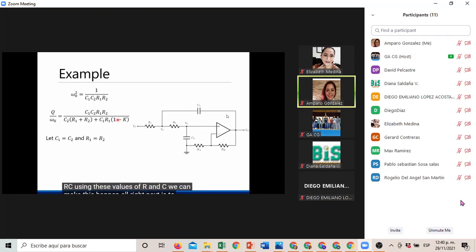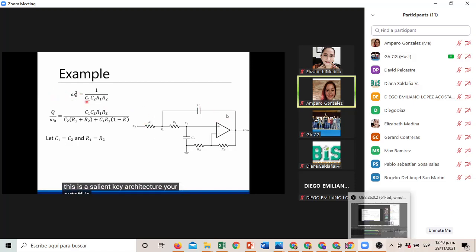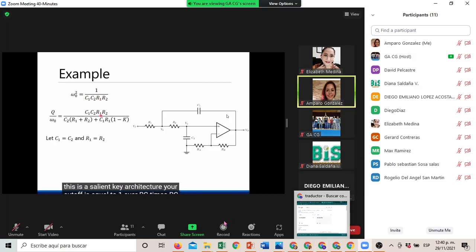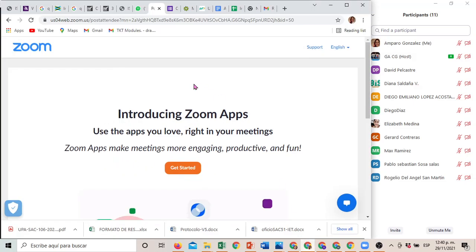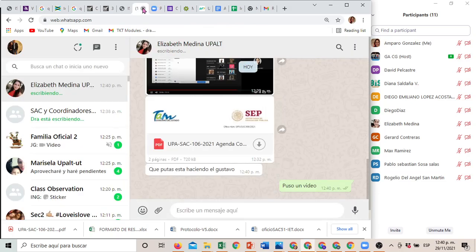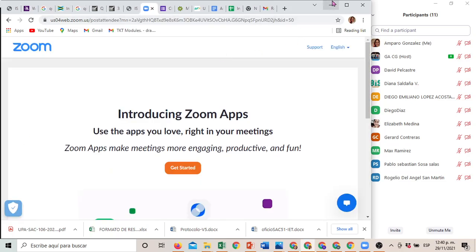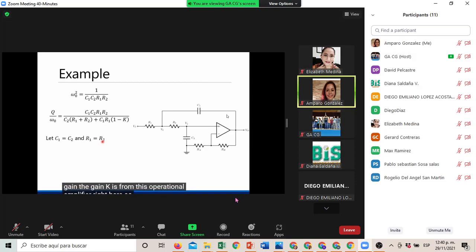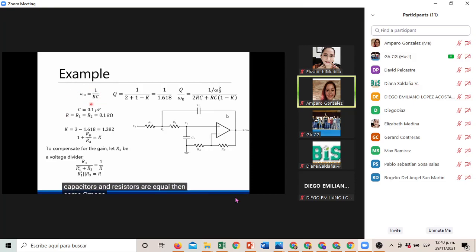Alright, next is to define the biquad filter of the second transfer function from here. So from the equations of your Sallen-Key, this is a Sallen-Key architecture, your cutoff is equal to 1 over the square root of R times C times R times C, and Q over omega naught is equal to this equation, which is defined by the gain. The gain K is from this operational amplifier right here. So let's say our capacitors and resistors are equal. Then omega naught is equal to 1 over RC. That's what we got earlier.